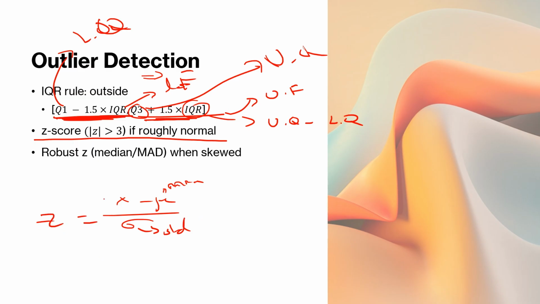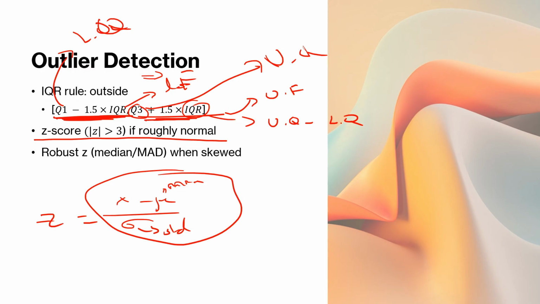So when you apply this formula of standardization, you are able to know if a value of z is going to be greater than 3 or less than negative 3. If a value is less than negative 3 or greater than 3, you can say that it is going to be considered as an outlier. Of course, this assumes that the data is roughly normal.